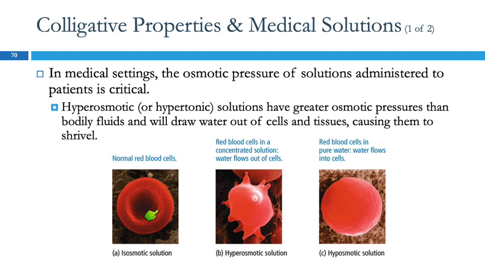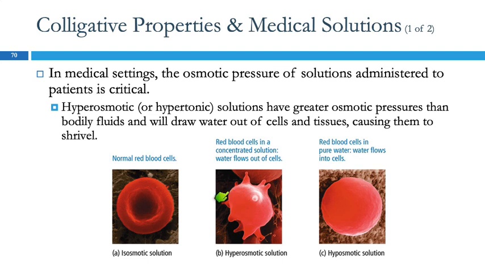So this is what a normal red blood cell is supposed to look like. When they give you IV fluids, they're going to give you something like a 0.9% sodium chloride solution. It's called normal saline. That has the same ionic strength or the same osmotic pressure as the fluid inside your blood cells. So if we have hyperosmotic, it has a higher osmotic pressure, that's going to cause water to come out of the cell.